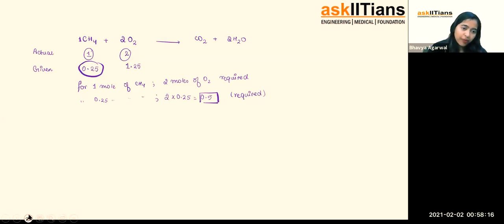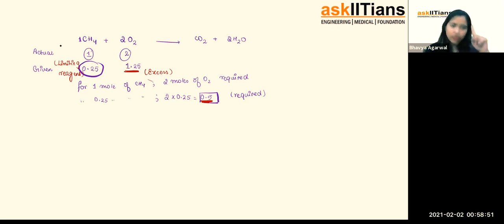But how much am I having? If this is the required one, I am having 1.25. So I'm having way more than the required. It means oxygen will become excess, and methane will become the limiting reagent, because whatever is the other thing becomes the limiting reagent. Right? So first of all, I got the answer for the first part. If there is any limiting reagent, you have to specify that, and that is methane.